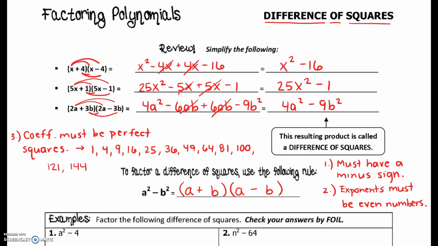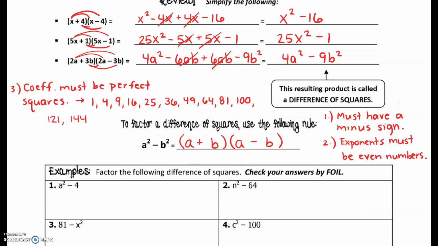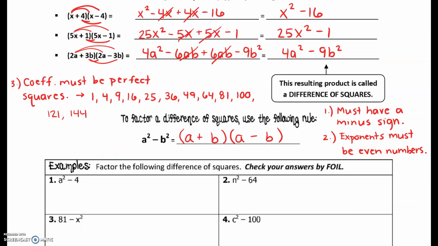So, as you move through these questions, once you get the hang of it, the difference of squares is really the easiest method as soon as you recognize that you have a difference of squares. So if I look at number 1 here, I have a squared minus 4. If you go through your checklist, you see we have a minus sign, that's good. The exponents have to be even. We have a 2, that's an even number. And the coefficients, the numbers, have to be a perfect square. Well, 4 is in our list of perfect squares. So we are going to set up 2 parentheses.